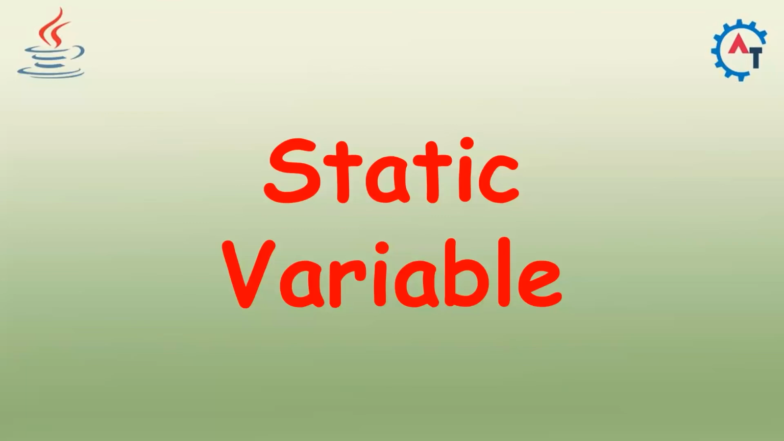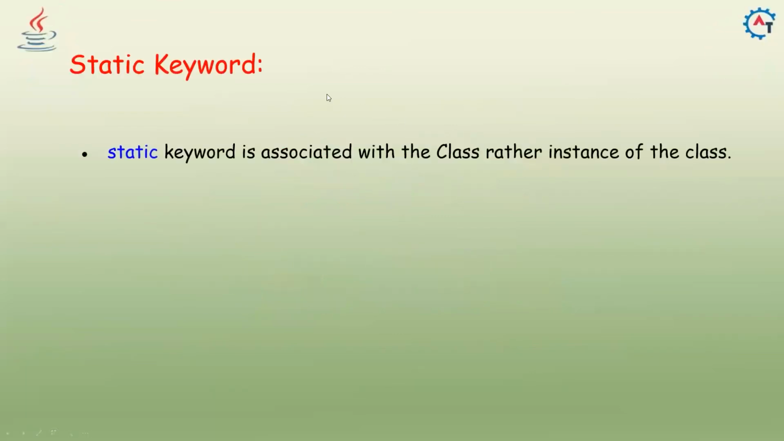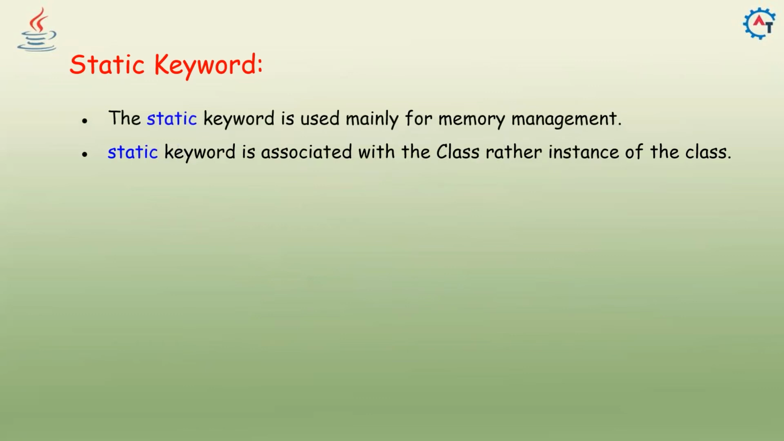Hi, in this video, we will see static variable in Java. The static keyword is associated with the class, rather than an instance of the class. So it will not be associated with the object, meaning an instance of the class. It is directly associated with the class. The static keyword is used mainly for memory management.